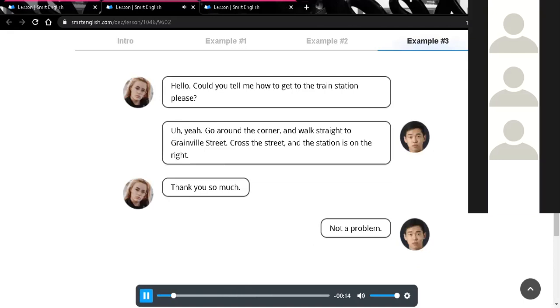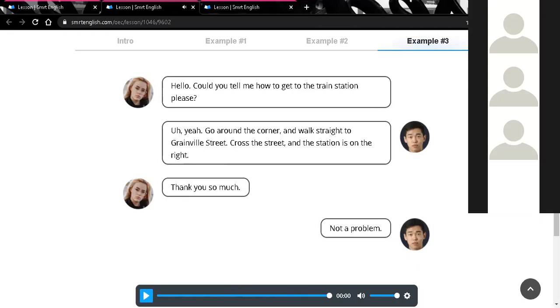Hello, could you tell me how to get to the train station, please? Yeah. Go around the corner and walk straight to Granville Street. Cross the street and the station is on the right. Thank you so much. Not a problem.